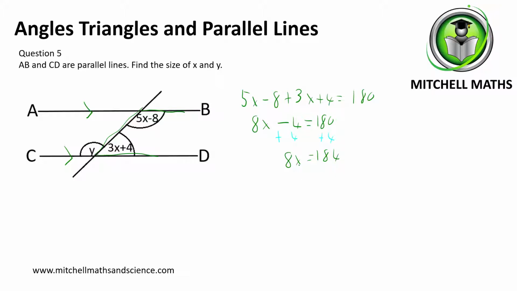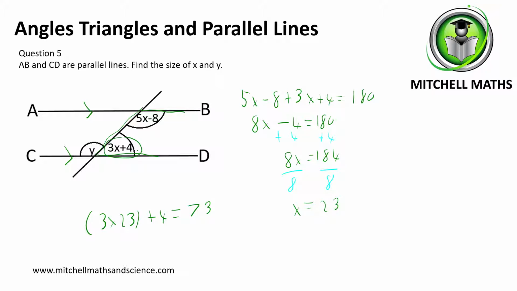To get x on its own, we need to divide by 8. So we're going to divide both sides by 8. And that gives us x equals 23. So that means the value of x is 23 degrees. Now we can work out what y is. So what we'll do is we've got the value of the angle here, which is 3x plus 4. That means it's 3 times 23 plus 4, which is 73.